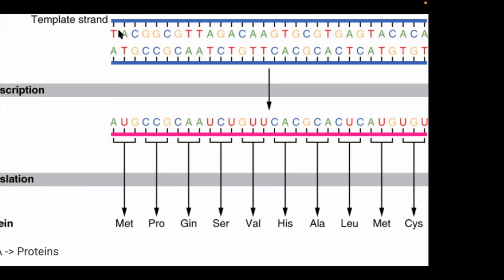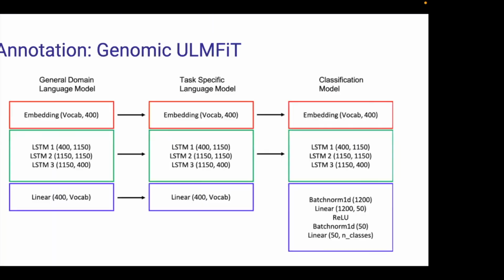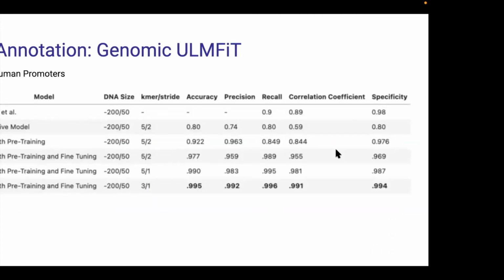I think they consider the DNA sequence as a separate language and try to model around it. Right. So the general domain training, the task-specific training, and the classification model. In general, that's that. They have the results here. This really wasn't a published paper, but their accuracy is good and beyond the other papers that exist. They're getting good accuracy for classifying human promoters in this case.